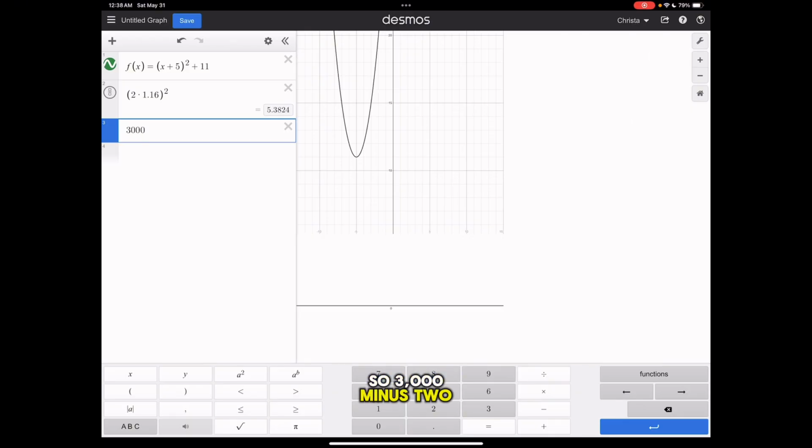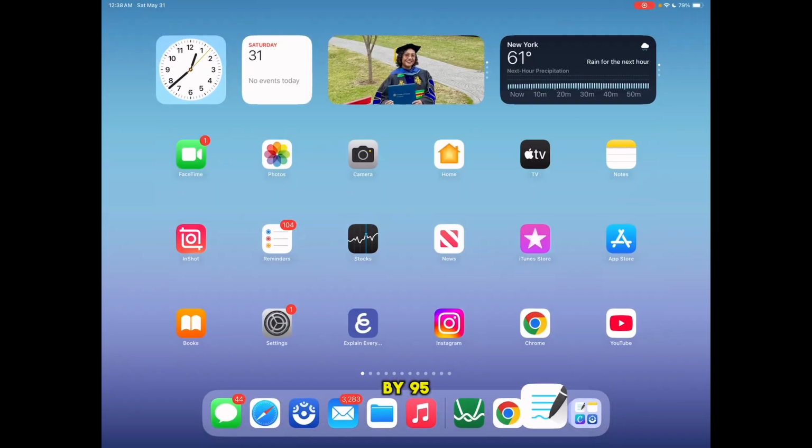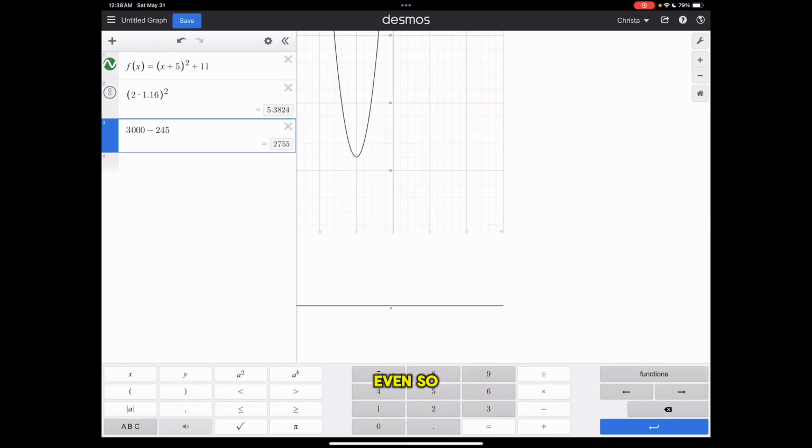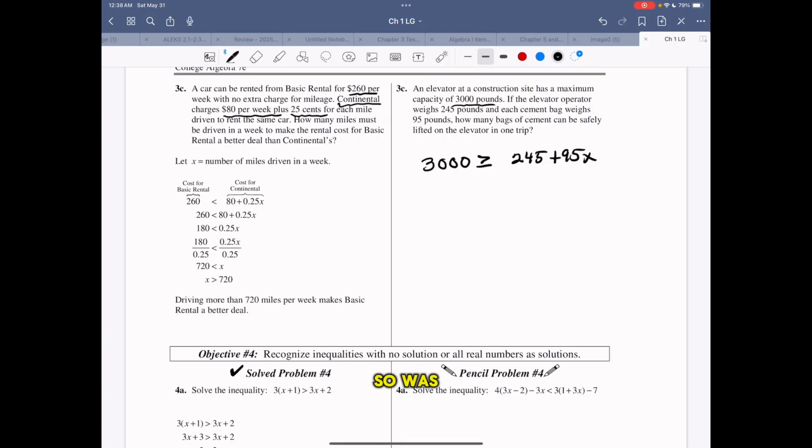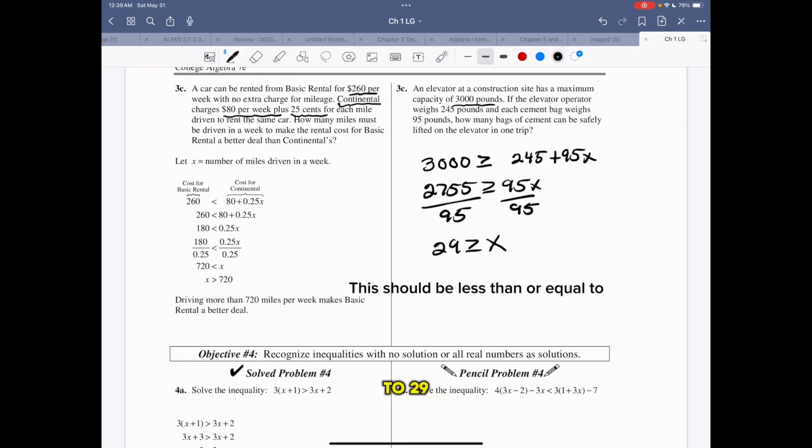So 3,000 minus 245, and that's 2755, and then we divide by 95. Hopefully it comes out even. So 2755, I don't think so, but we'll see. Oh, comes out even. So 29 bags. So what was that? 2755 is greater than or equal to 95x. Divide both sides by 95. So x must be less than or equal to 29, which is at most.